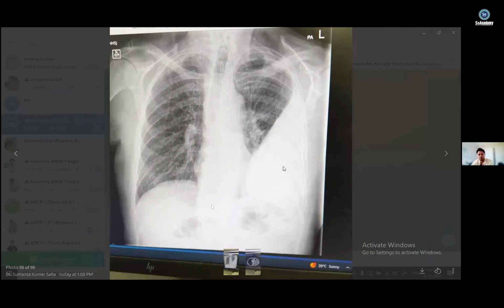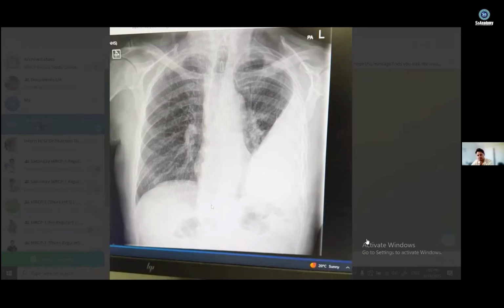Asking everyone, what is this? Open questions to everyone. Adrita from the classroom, Zara, Professor Dr. Kamal, Dr. Sangita, everyone. And this patient came to your ED yesterday.